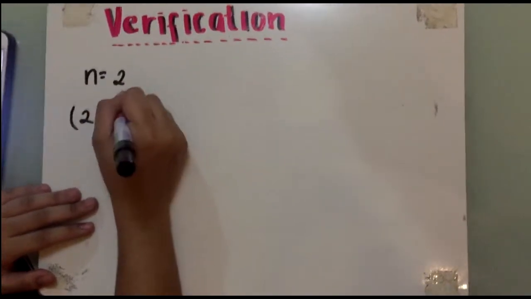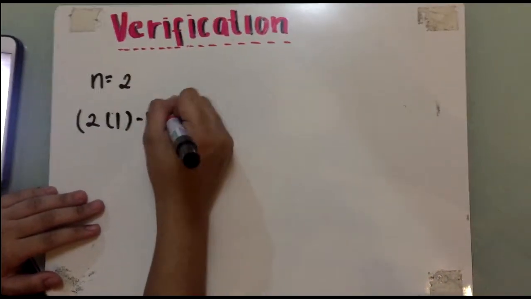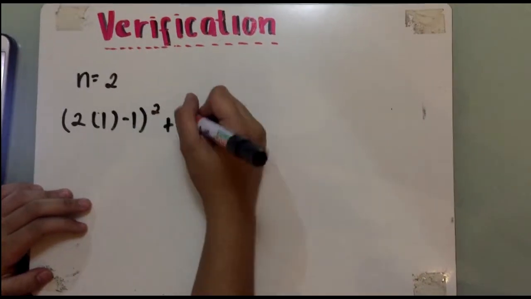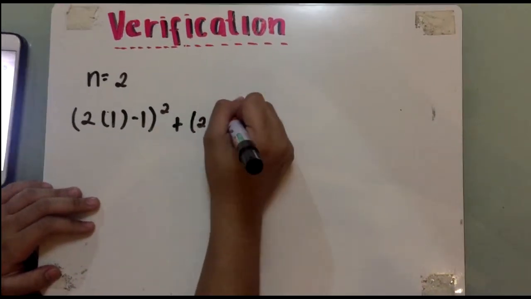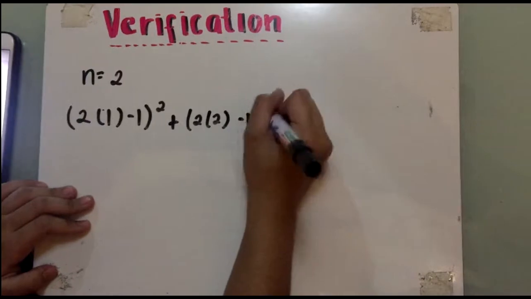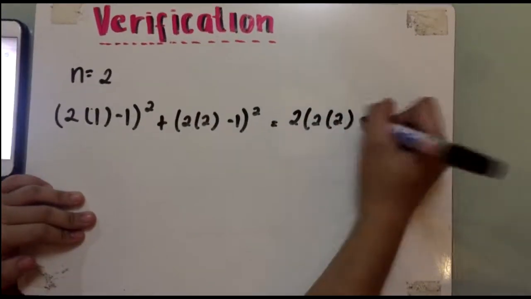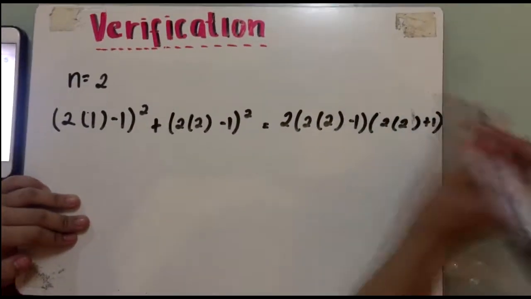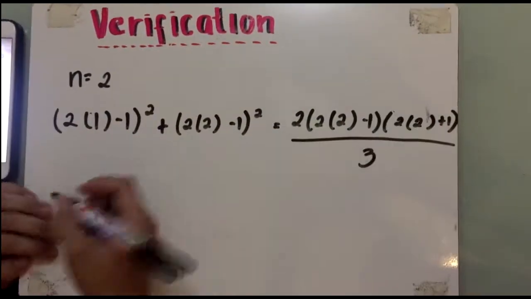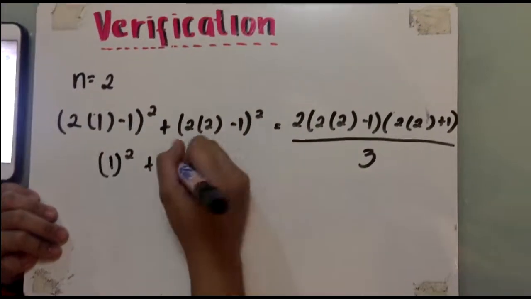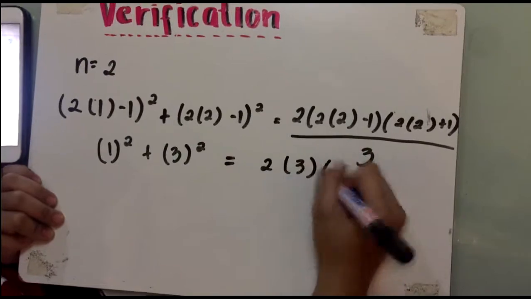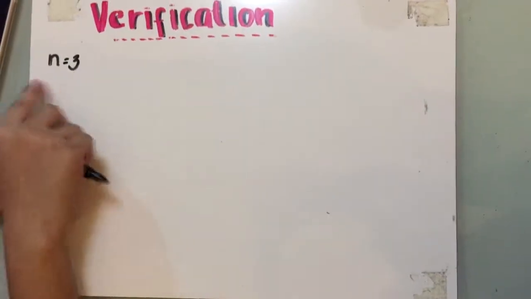We will verify up to n equal to 3. So you will do it all over again until you substitute n with 3. Remember the first process, which is the verification. You will just substitute the given numbers for n and solve the problem.